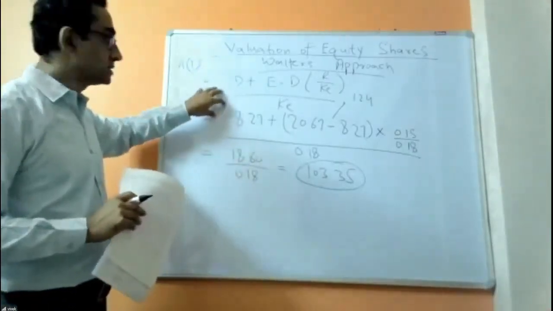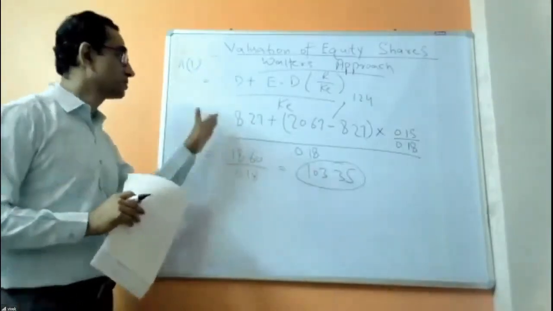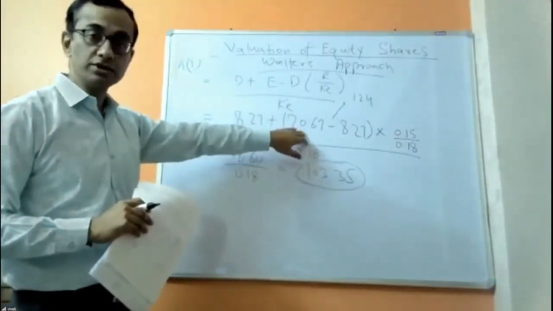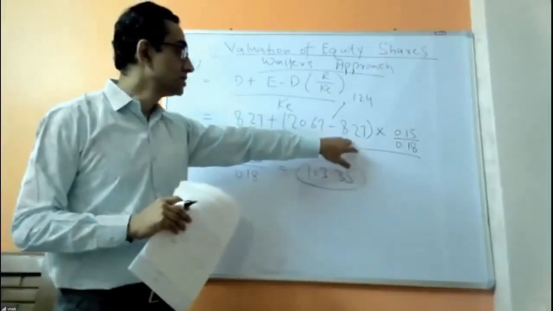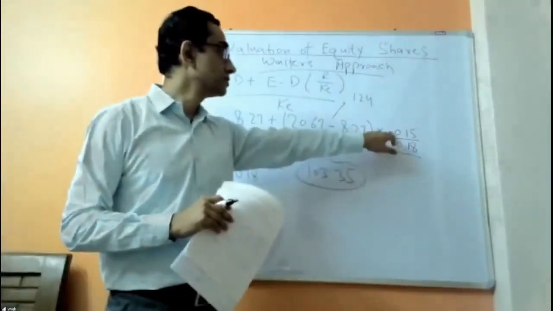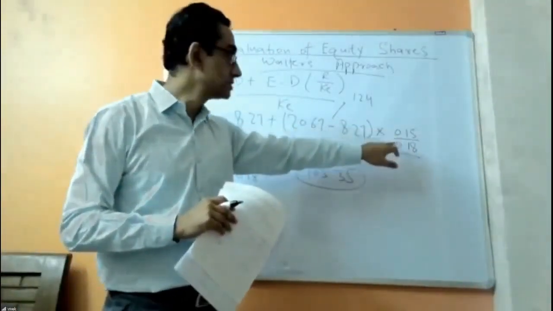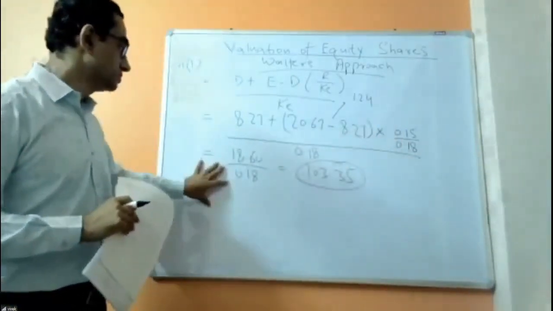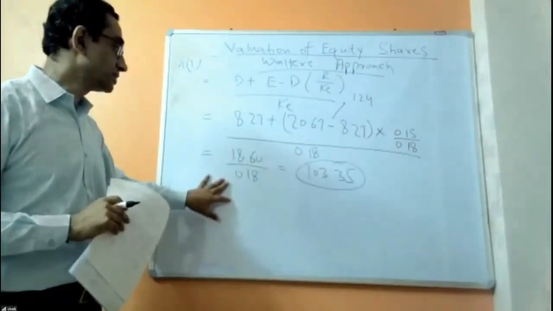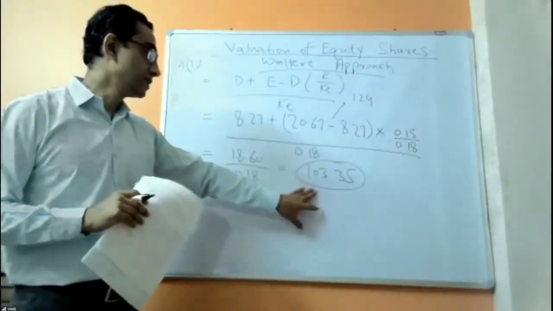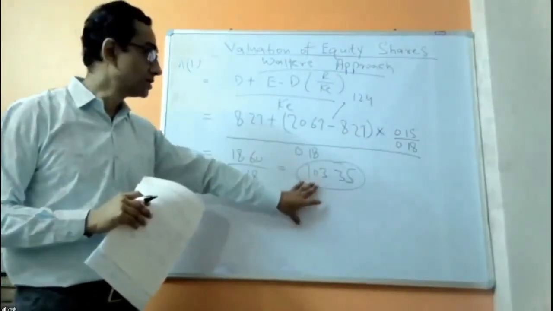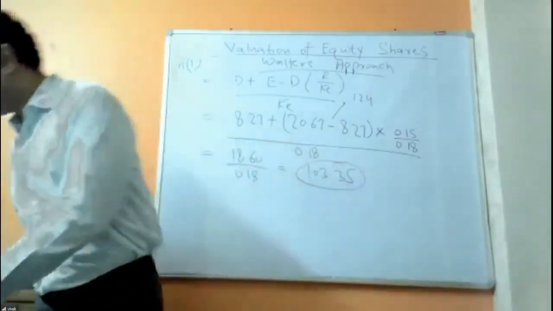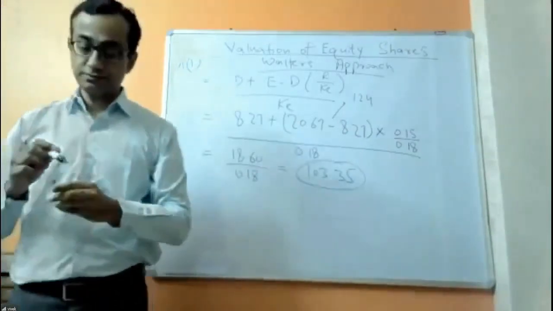The Walter's formula is this. We put the figures into the formula. Dividend 8.27 is given. 20.67 is the earning per share we have calculated, minus dividend per share, multiplied by the rate of return on equity, which is 15%, and this is the discount rate, 18%. So 18.6 upon 0.18, and the present value as per Walter's model is 103.35. So I hope you all are getting the same answer also.